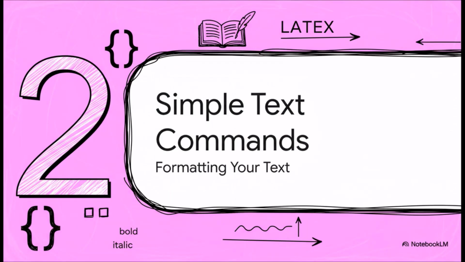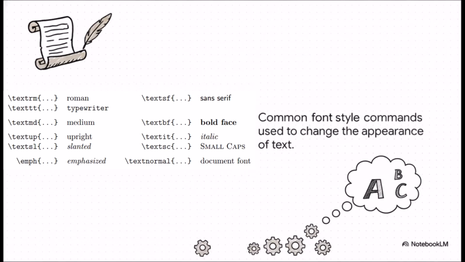So now that we know what a command is, let's take a look at some of the most common ones you're going to be using to format your text. And you have a whole toolbox of commands just for changing font styles. You've got \textbf for bold, \textit for italics, \textsl for slanted text, and you even have \textsc for small caps. You just wrap the text you want to change right inside the command's curly braces.